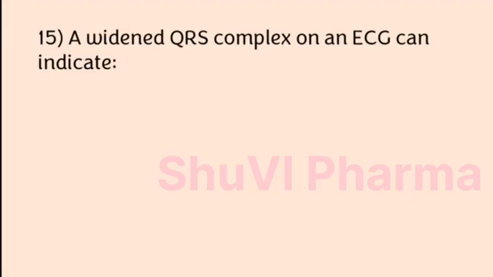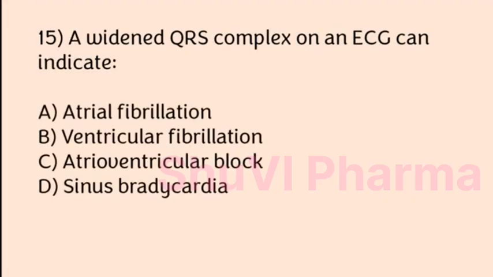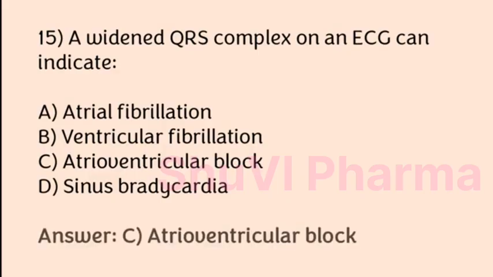A widened QRS complex on an ECG can indicate atrial fibrillation, ventricular fibrillation, atrioventricular block, sinus bradycardia. The correct answer is option C. A widened QRS complex on an ECG can indicate atrioventricular block.